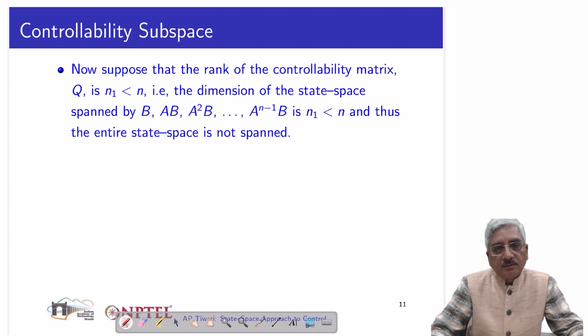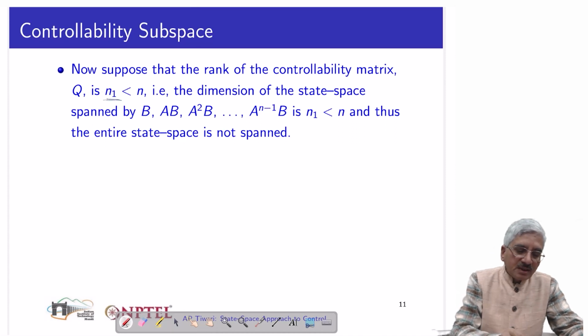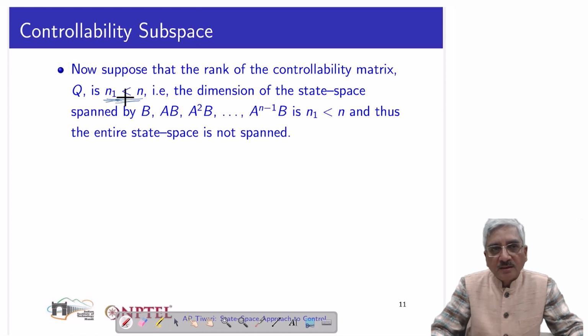Now, there are possibilities like this, that when we assemble that Q matrix, assemble the columns B, AB, etc., columns of B, columns of AB, etc., we get the Q matrix and we check its rank. And suppose the rank comes n1, which is less than n. Q is not full rank, meaning that the system is uncontrollable.